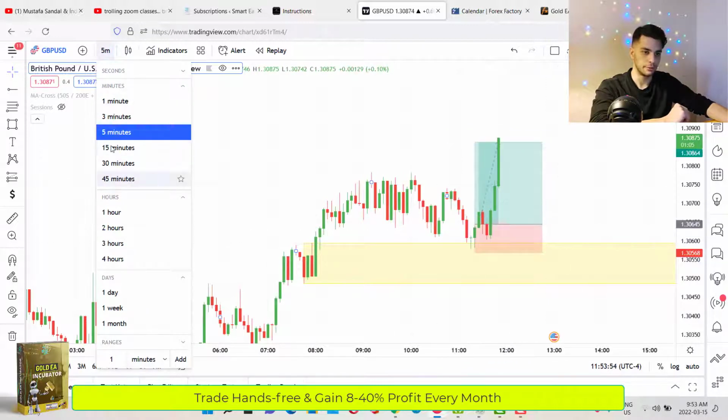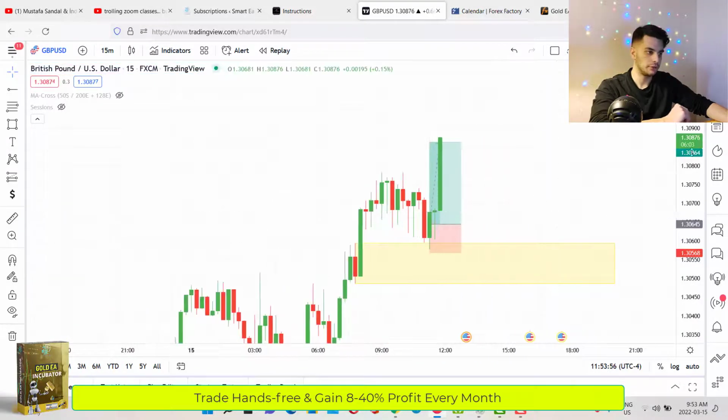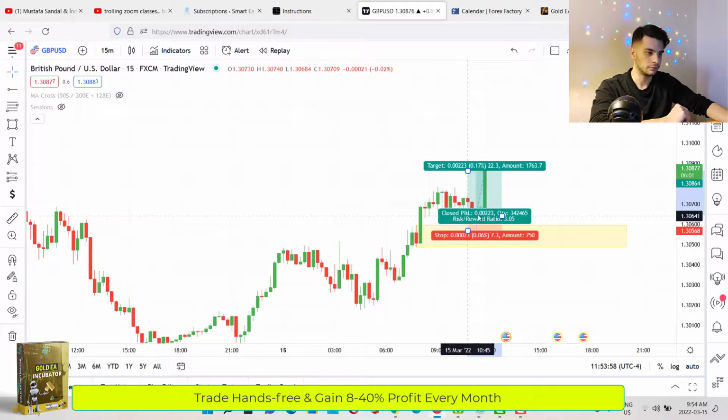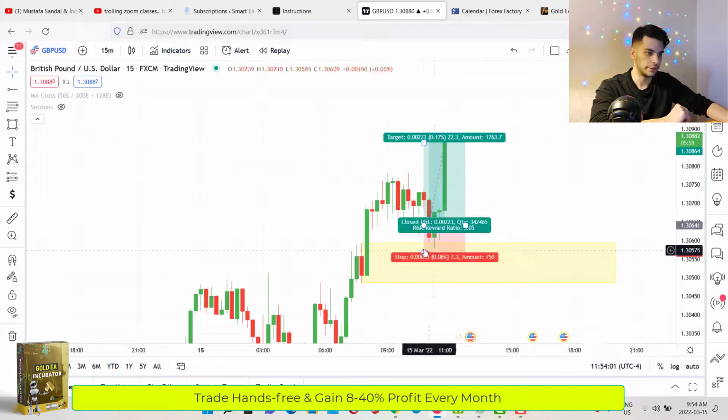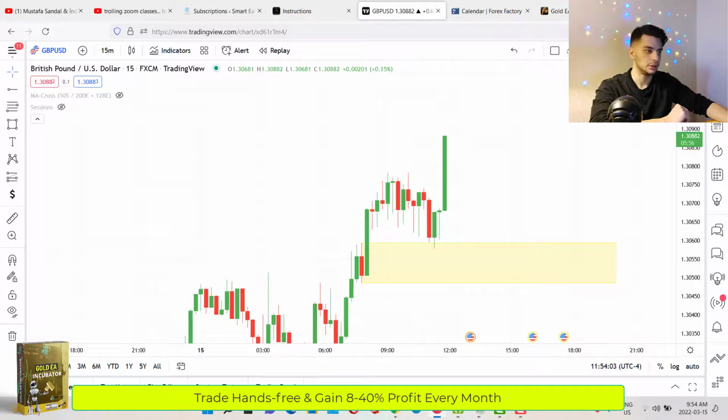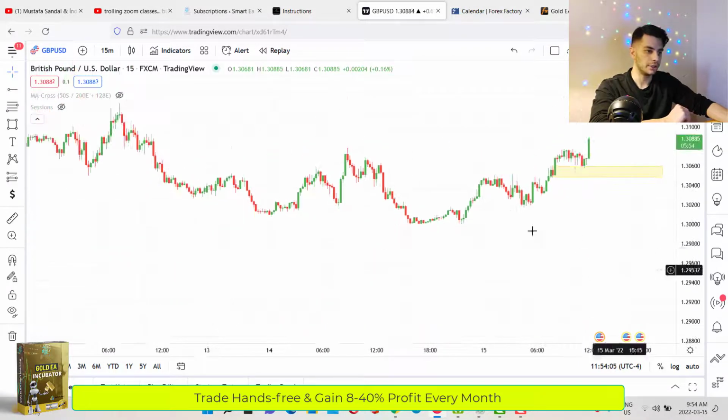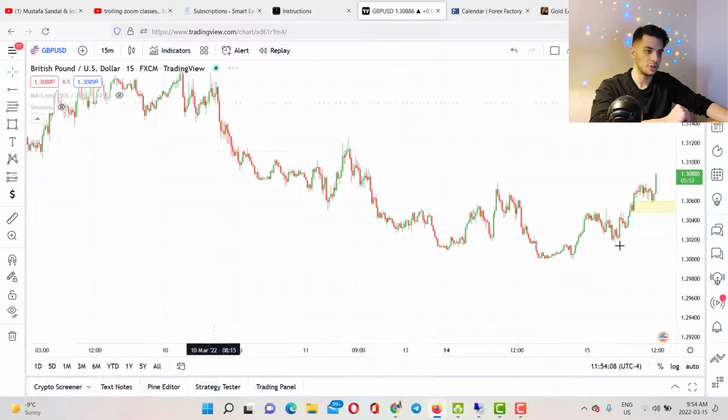It's 9:40. Change it to the 15-minute time frame. Look at this. It was a beautiful trade, guys. And that's what I'm saying. You just need to identify the trend of the market, which in a bigger picture is a downtrend.